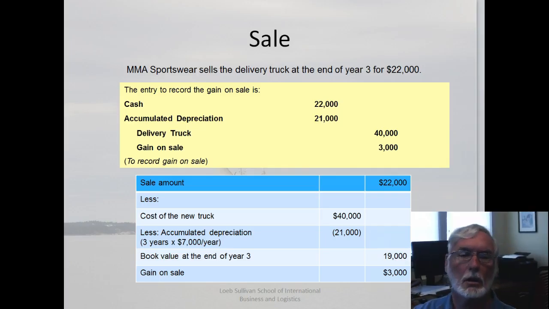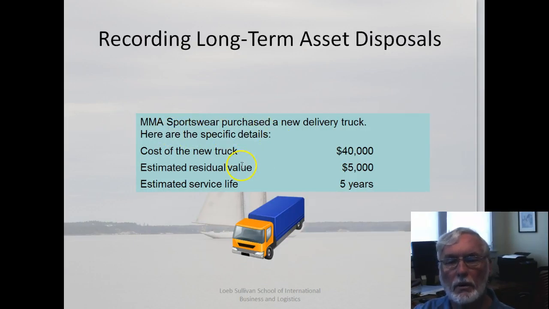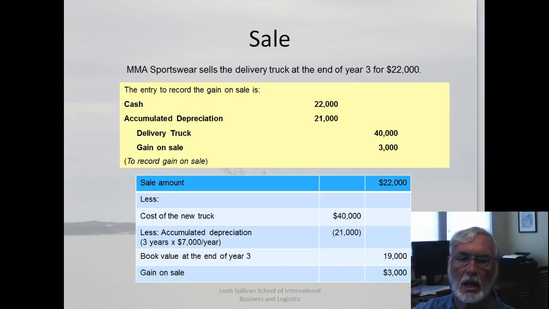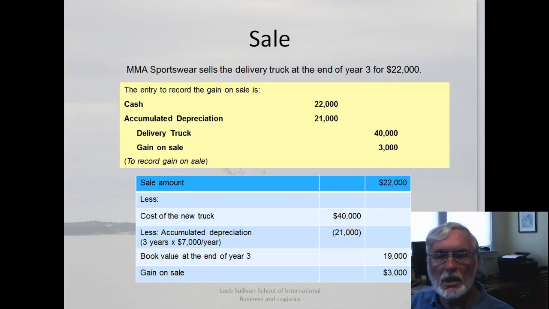So if we take this truck that MMA Sportswear bought for $40,000, had an estimated residual value of $5,000 and an estimated service life of 5 years, and we sell it at the end of year 3 for whatever reason. We decide we don't need it anymore. We decide it's not the right thing for us. We need a bigger truck, a littler truck. For whatever reason, we decide to sell it. So we have to record the sale, and in this case, it will be a gain. So we're going to sell it for $22,000.